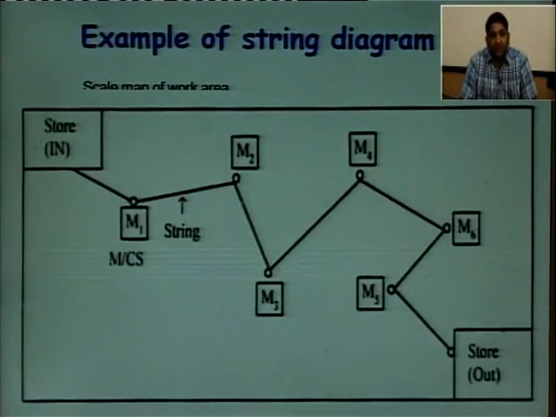So this is the example of a string diagram: from store to machine 1, machine 2, machine 3, machine 4, machine 5, machine 6 and finally out. All are connected with the help of a string.